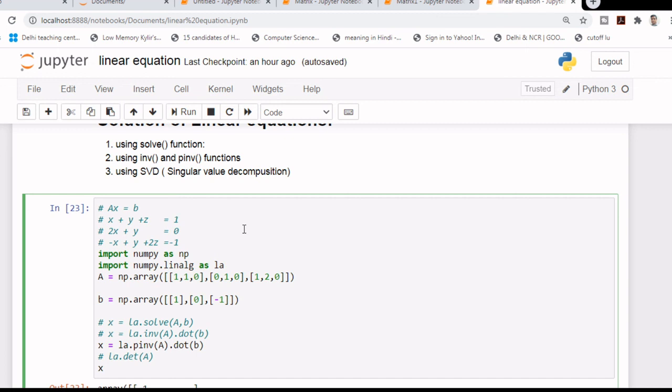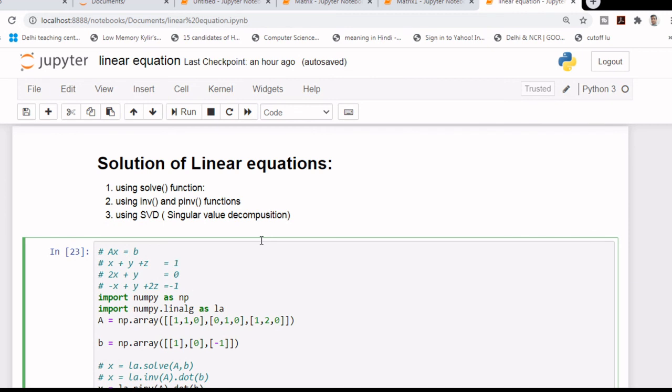We will see in detail what the singular value decomposition is, what the U, sigma, and V transpose matrices are, and what the properties of these three matrices are. And we will use these three matrices to find the solution of the system of linear equations. So please stay with me and watch the next video.